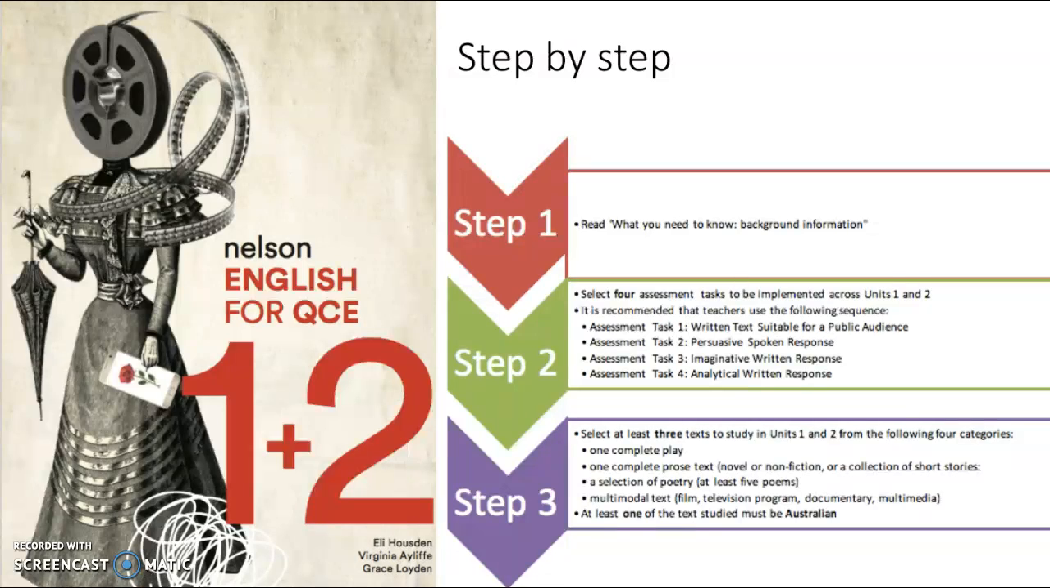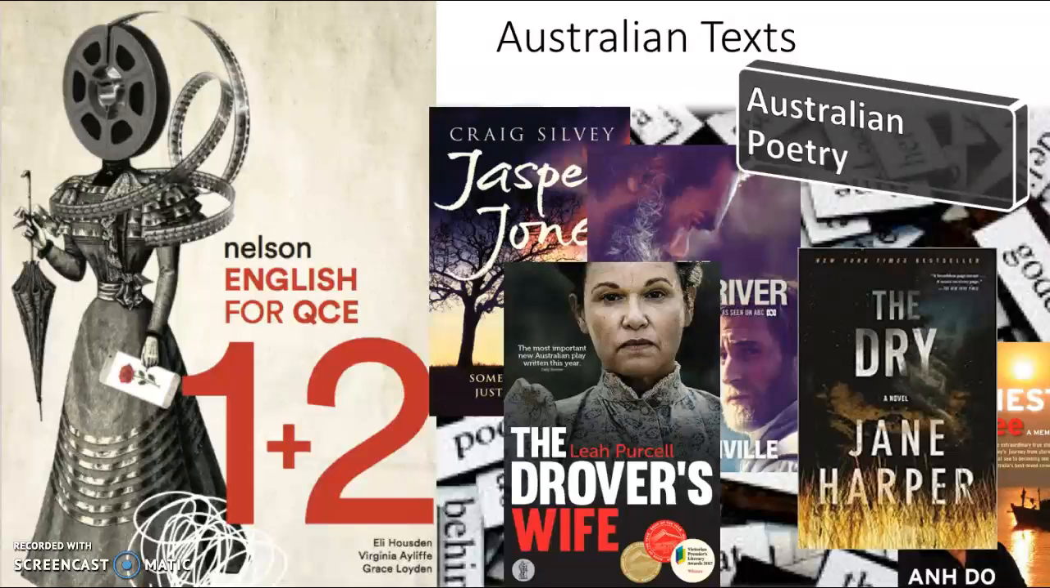We've advised teachers on assessment and text selection. Look more closely at the contents page and you'll see that as there are no specifically prescribed texts for Units 1 and 2, we've chosen a variety of traditional, contemporary, and Australian texts that fit the criteria. The texts we've chosen include Australian text.